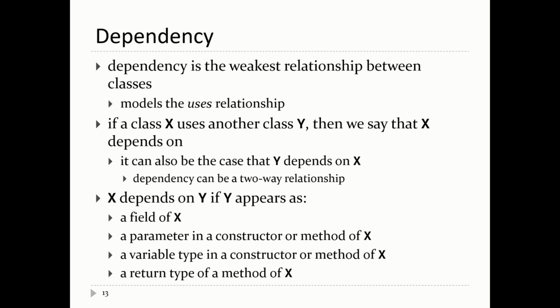So when does a class use another class? So X depends on Y if some object of type Y appears as a field of X. That's obvious. If X has a field whose type is Y, then it needs to use Y. If any constructor or method has a parameter that takes in a Y object, then X uses Y. If any constructor or method internally makes a Y object or makes use of a Y object, then X uses Y. And of course, if any method returns a Y object, then obviously X uses Y.